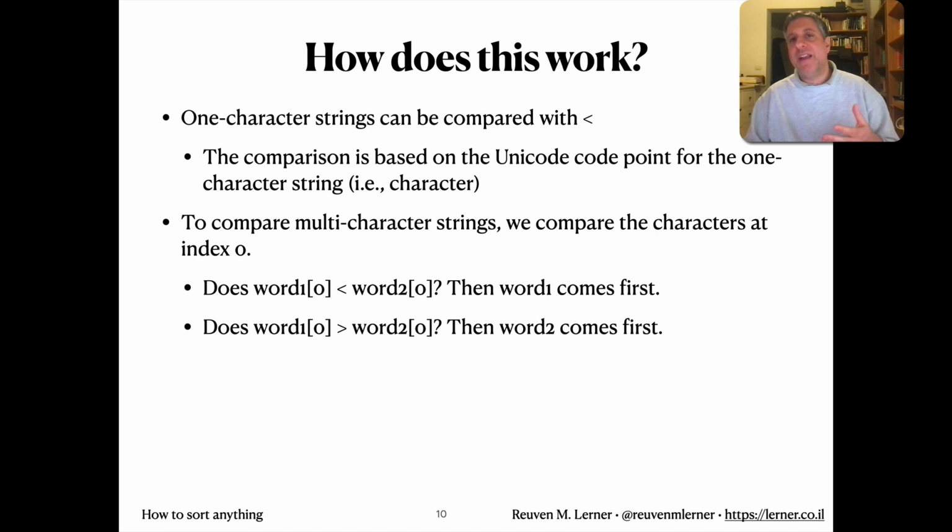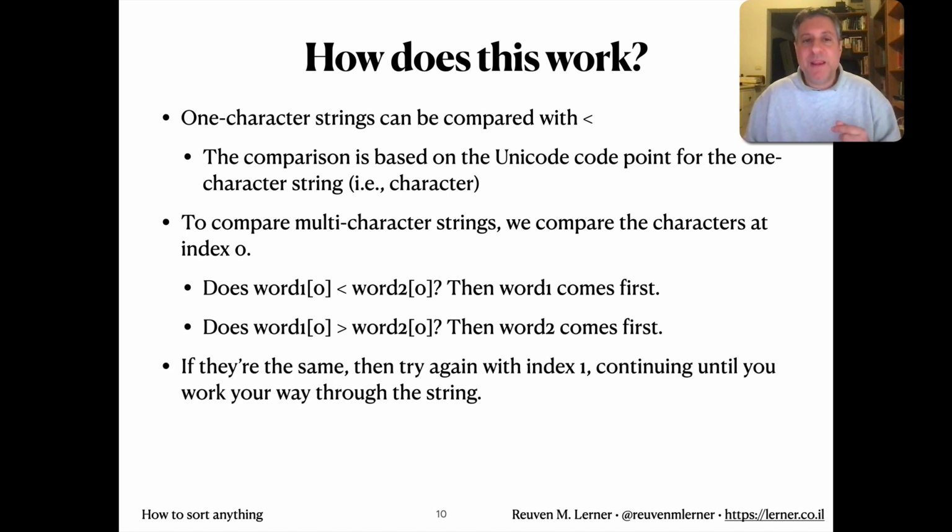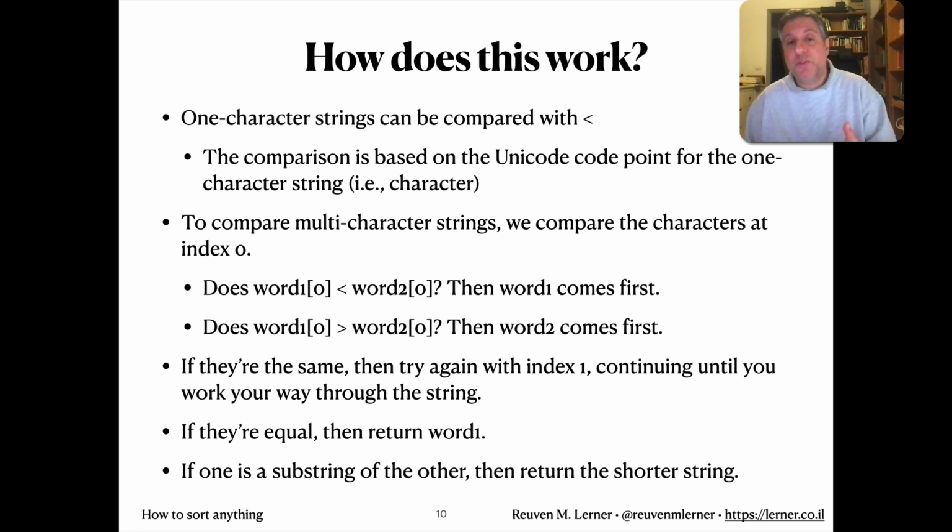Well, what happens then if we have multi-character strings? Then we're going to check the characters at index 0. Is word 1 less than word 2? Great, then word 1 comes first. How about if word 1 is greater than word 2? Then word 2 comes first. That's easy enough. What if they're the same though? If they're the same, then we try again with index 1 and index 2 and index 3. And if they're all equal, then just return word 1. It doesn't really matter. And if one is a substring of the other, then return the shorter string.